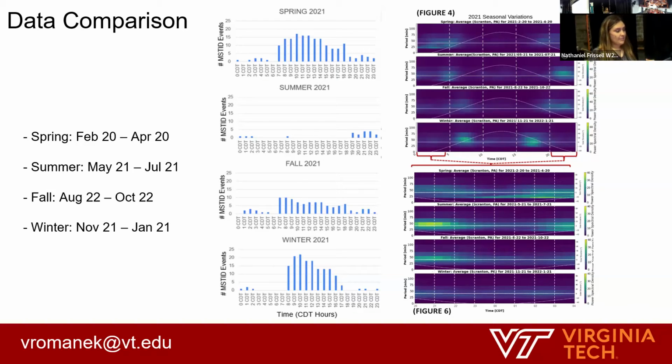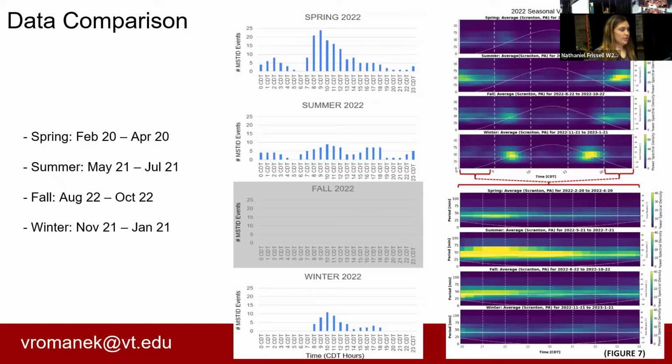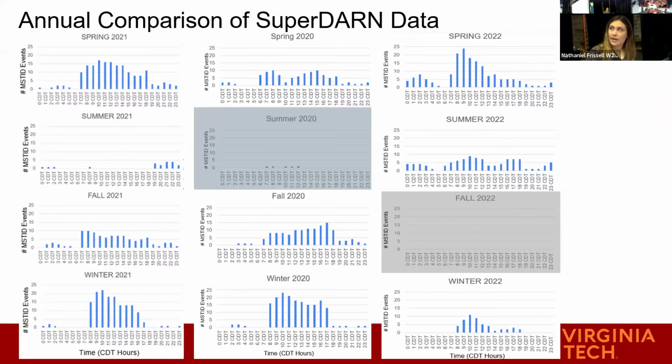So then I did the same thing again for 2022. We see a similar sort of trend, but I was still a little bit surprised that it didn't match up more, because that's kind of what I was expecting. And then I compared all of my SuperDARN data, so 2020, 2021, and 2022. This is the most comprehensive data I have, so that's why it's off to the left.